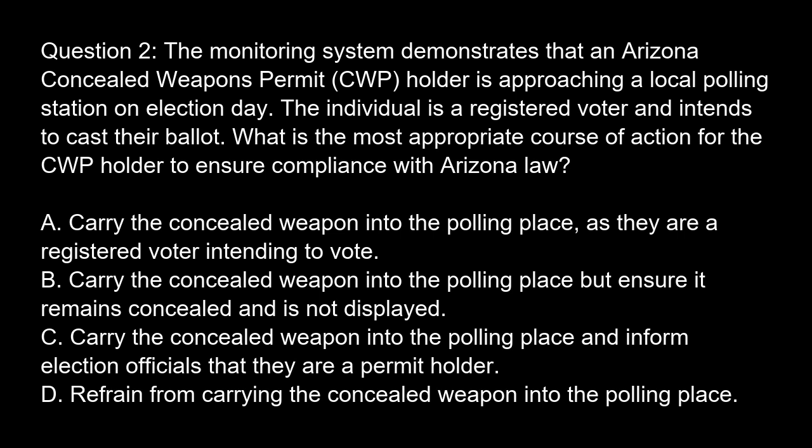Option A. Carry the concealed weapon into the polling place, as they are a registered voter intending to vote. Option B. Carry the concealed weapon into the polling place but ensure it remains concealed and is not displayed. Option C. Carry the concealed weapon into the polling place and inform election officials that they are a permit holder. Option D. Refrain from carrying the concealed weapon into the polling place.